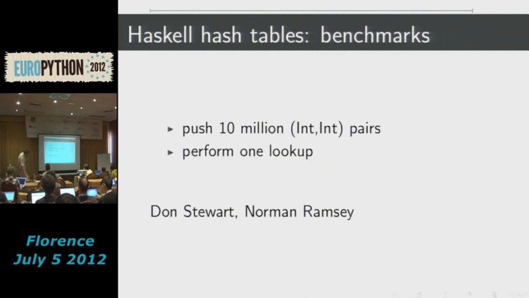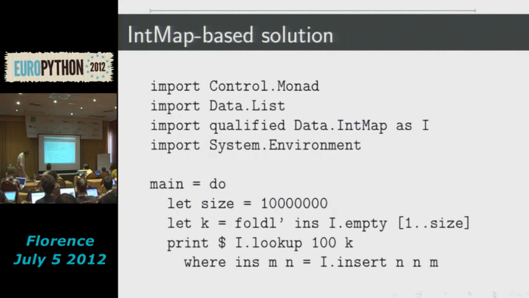And this is the benchmark that was created by Don Stewart and Norman Ramsey. So what they did, they put up a tiny benchmark where you push 10 million int pairs into a Haskell hash table, and you perform one lookup and time this. All the code is available online, but I'll just show it here. So we import this code, which is the equivalent of the preferred way if you want a hash-table-like data structure in Haskell. What you would use is an integer map, which is a fast map for integer keys.